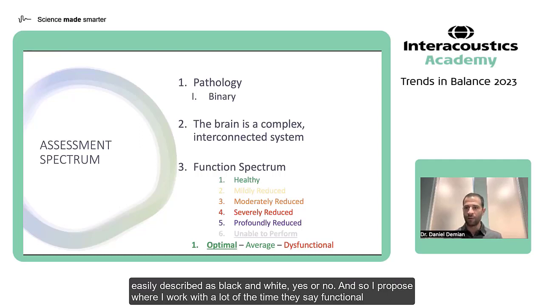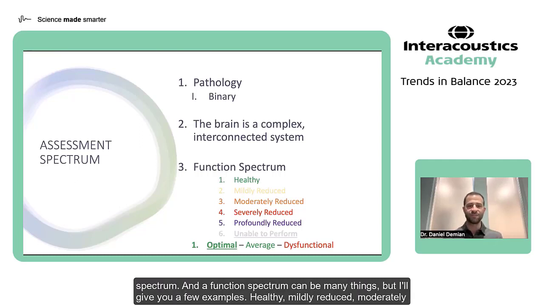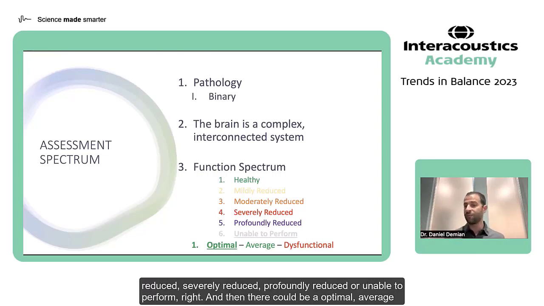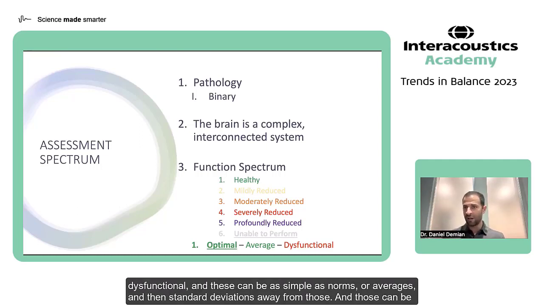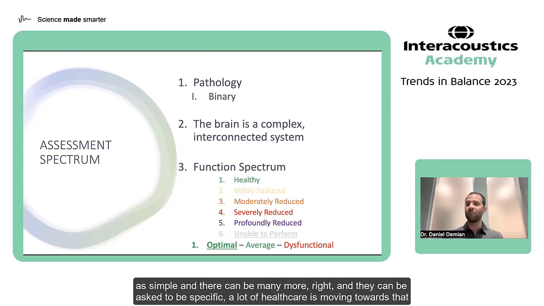And so I propose, and where I work a lot of the time, is a functional spectrum. A functional spectrum could be many things, but I'll give you a few examples. Healthy, mildly reduced, moderately reduced, severely reduced, profoundly reduced, or unable to perform, right? And then there could be optimal, average, dysfunctional. And these could be as simple as norms or averages, and then standard deviations away from those. There could be many more, and they could also be condition specific.